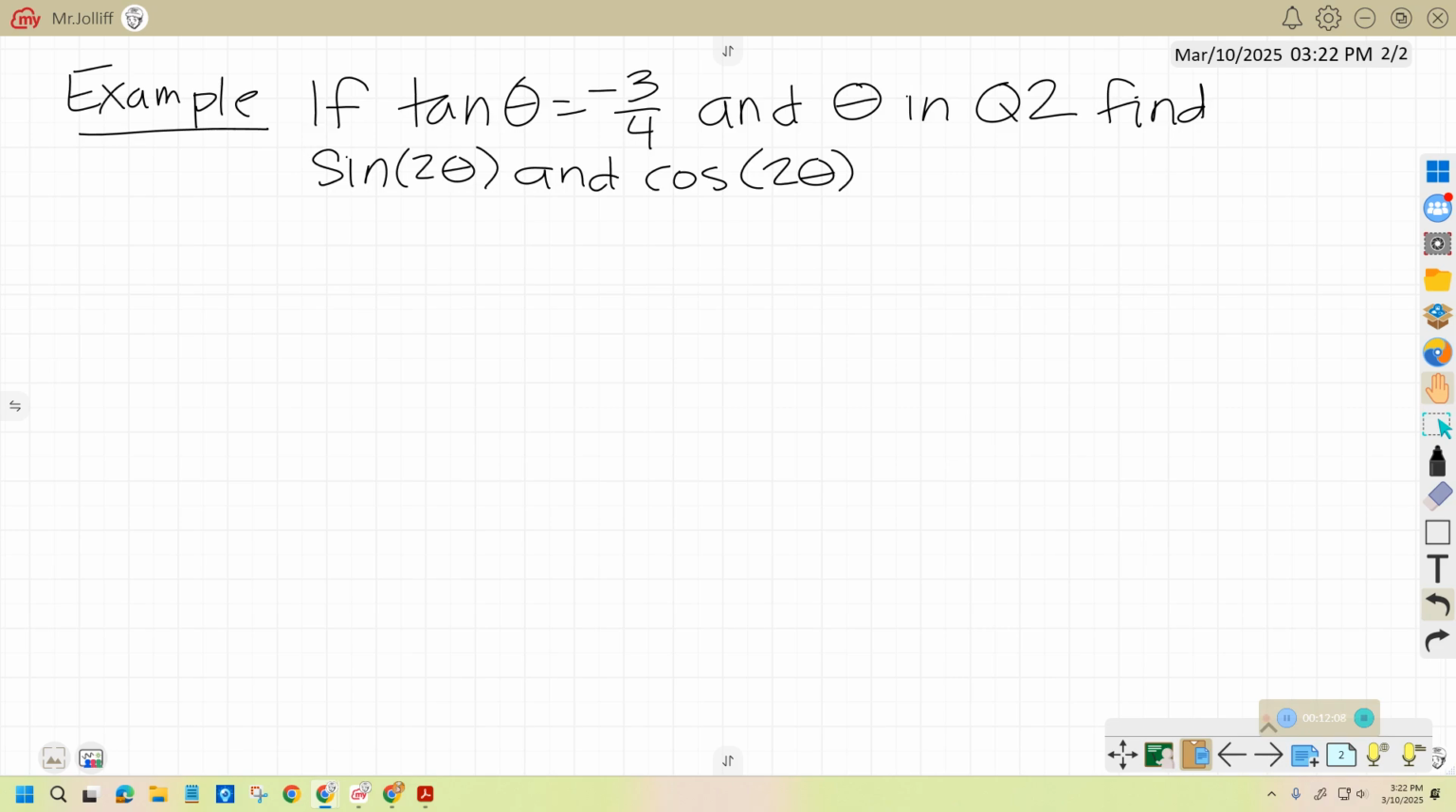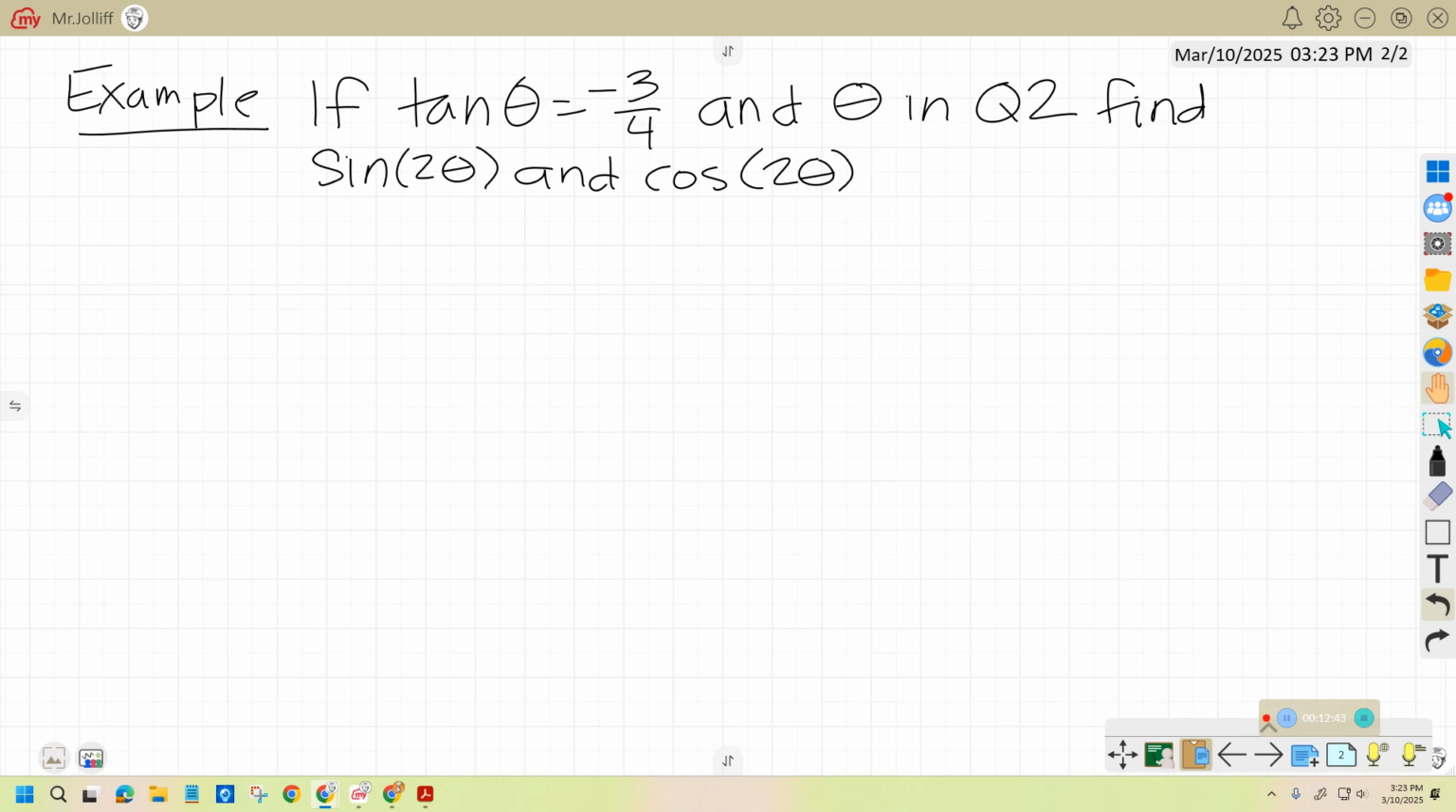So we're going to use two different tools. The first tool is we're going to use what we know about SOHCAHTOA and right triangles to find sine theta and cos theta. If I can build a right triangle, I can find sine and cos if I have tan. Once I know sine theta and cos theta, I can use the double angle formulas to figure out sine of 2 theta and cos of 2 theta. So a two-step problem. First is figuring out sine theta. Next is figuring out sine of 2 theta.